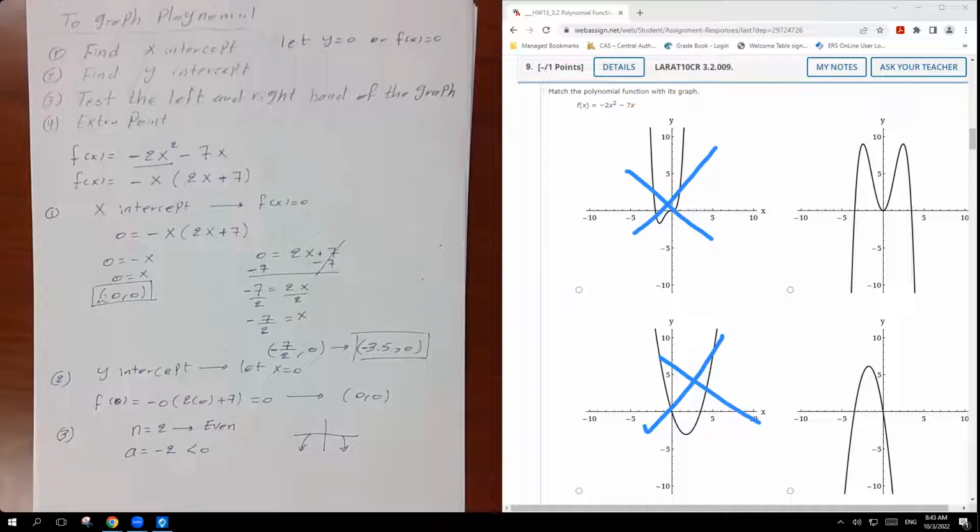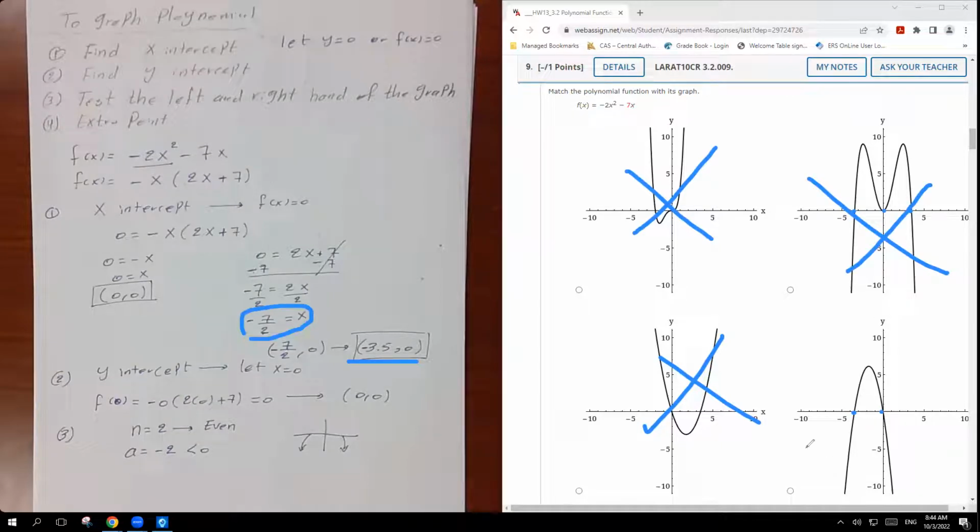The x-intercept and the y-intercept. Here is the x-intercept, which is 0, 0. So this is x-intercept 0, 0. This is also x-intercept 0, 0. So both graphs are right. We can choose both graphs. But check here. We have another x-intercept, which is this point, negative 3.5. So here is 1, 2, 3, and 0.5. This is the second x-intercept. How many x-intercepts do we have here? We have 3 x-intercepts. That's why I can't choose this graph.